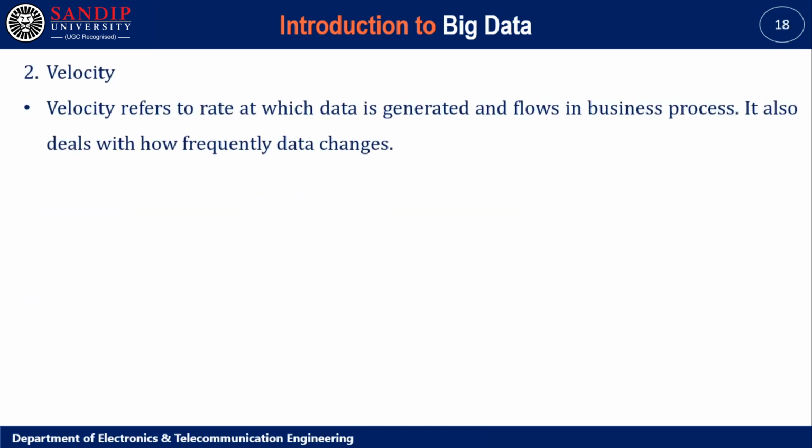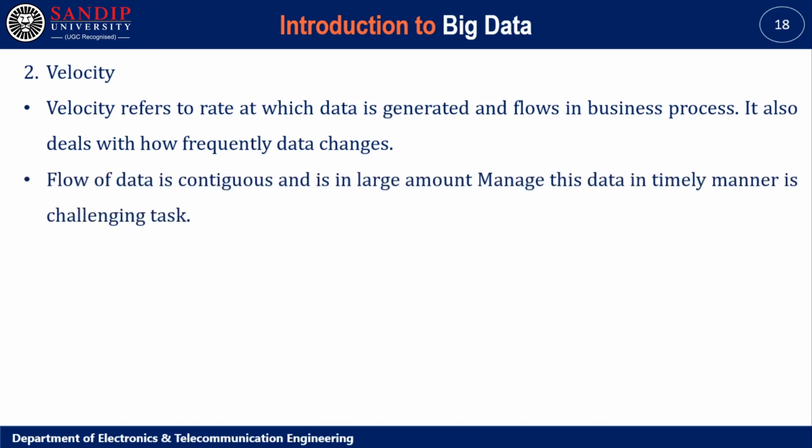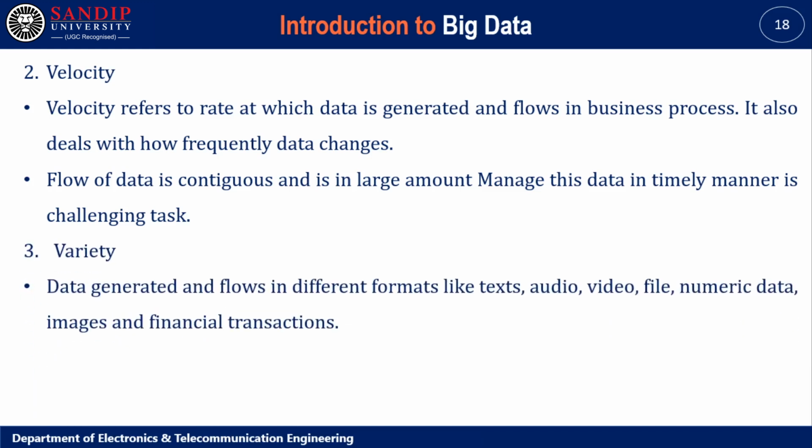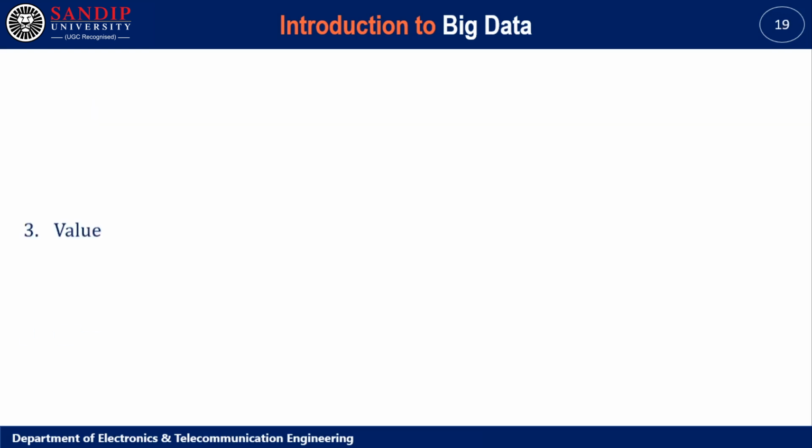Velocity. Velocity refers to the rate at which data is generated and flows in a business process. It also deals with how frequently data changes. The flow of data is continuous and in large amounts. Managing this data in a timely manner is a challenging task. Variety. Data is generated and flows in different formats like text, audio, video, files, numeric data, images, and financial transactions.